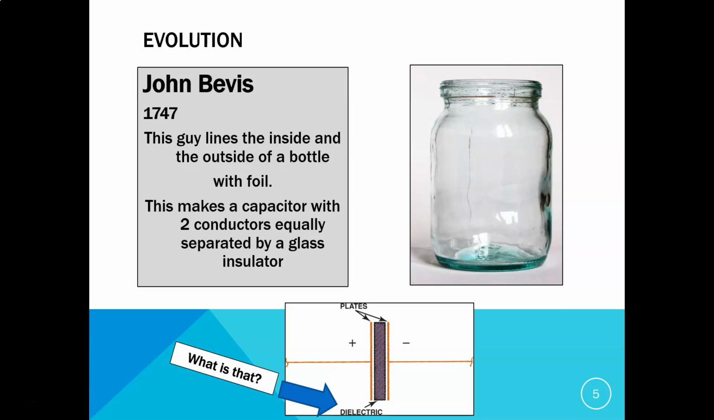So this guy, John Bevis, in 1747, he lined the inside and the outside of the bottle with foil, and he made a capacitor with two conductors equally separated by glass. So they took this bottle, they lined the inside, they lined the outside, and they made the glass bottle the insulator. Now you can see, here's where power would go in. This would be the ground side. These were your two plates. So obviously something happens on this side that makes it different than this side.